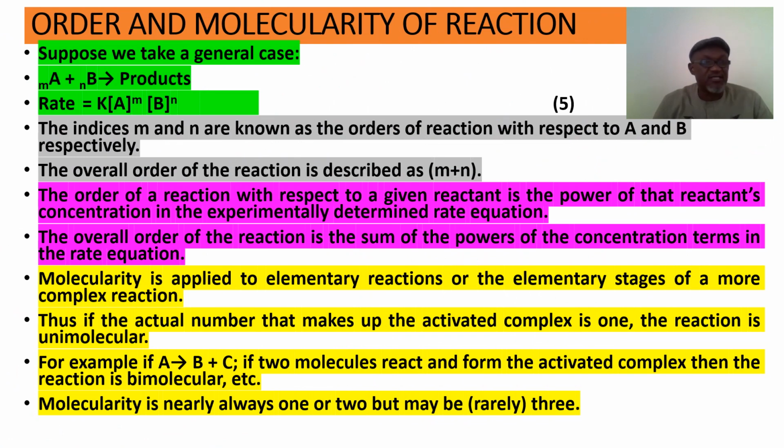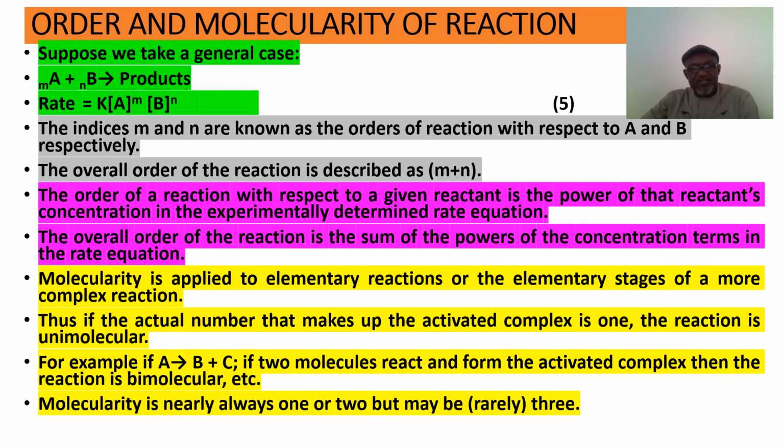Now, order and molecularity of reaction. We have mentioned order of reaction when we said rate is equal to kx to the power n, where n is the order of reaction. So if we use a specific reaction, A plus B giving us products, where the stoichiometry of A is m and that of B is n, the rate will be equal to K, concentration of A to the power m, and concentration of B to the power n. The indices m and n are known as the order of the reaction with respect to A and B, so that the overall order of reaction will now be m plus n.